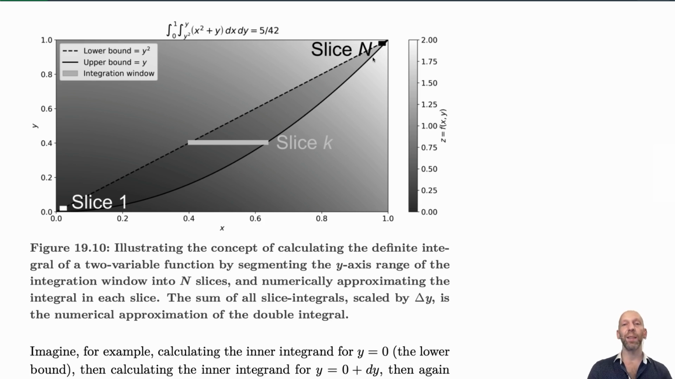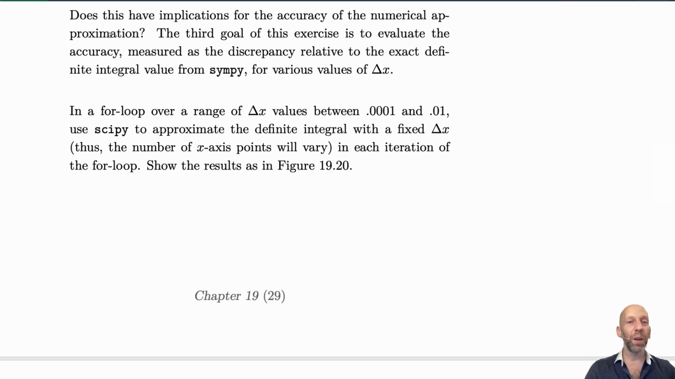So the point is that the delta x and the number of x-axis points can vary as a function of the variable bounds of integration. Now you might be wondering, does this have any implications for the accuracy of the numerical approximation? That's a great question, and that leads us to the third goal of this exercise, which is to evaluate the accuracy of the empirical approximation of the integral by comparing the numerical approximation of the integral against the definite integral that we got from SymPy with a known exact value.